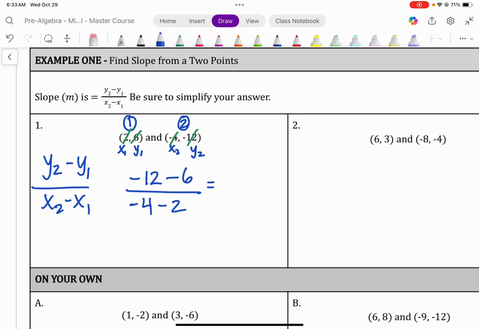So negative 12 minus 6. That's like spend $12, spend $6. That's negative 18 over negative 4 minus 2. That is negative 6. So my last step is to just simplify. Negative 18 over negative 6 leaves me with a slope of 3.